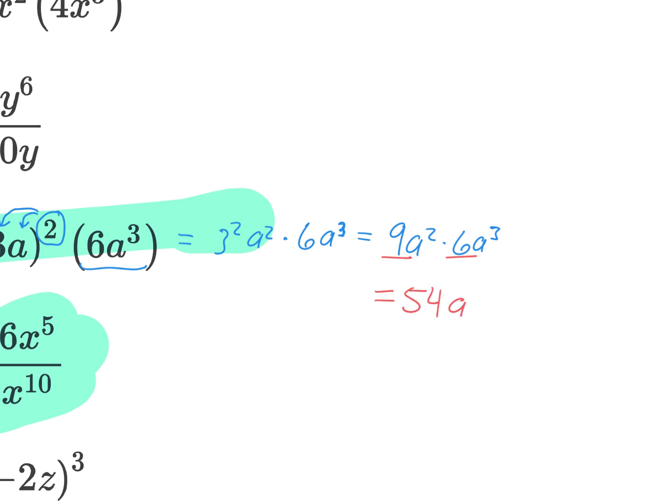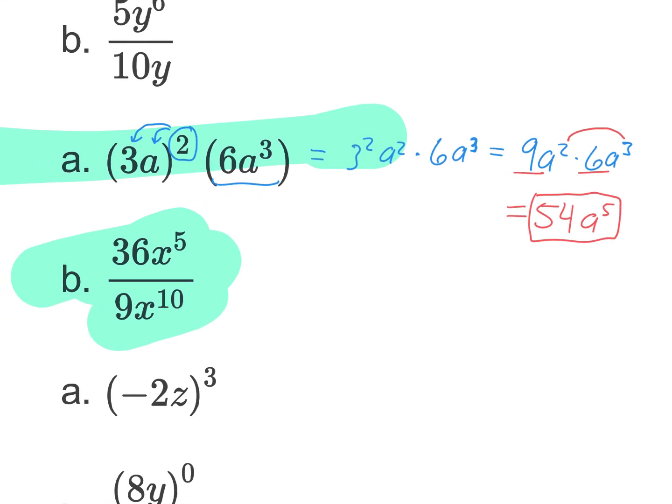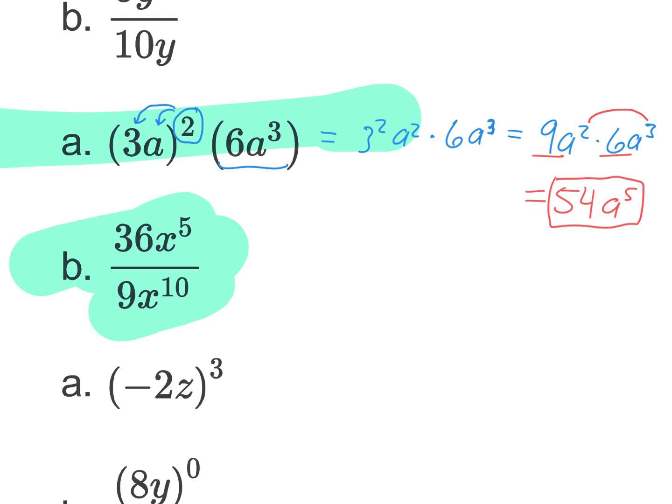So 54. All right, this was our very first lesson. Multiplying with the same base, what do we do to those exponents? Add them, so 2 plus 3, 5. All right, nothing more we can do to that. That's your final answer. Question? Okay. All right, we can do the same thing with B.